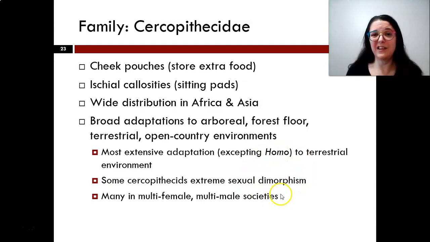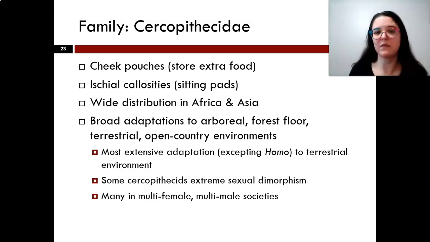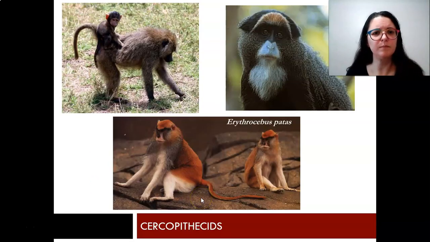One of the key things to see here is that their social organization varies. Many do exist in what we call multi-male, multi-female societies and groups. So dominance hierarchies play a key role in navigating and negotiating access to resources, supporting kin, and everything else that's going on in social organization. And some actually demonstrate extreme sexual dimorphism. So there are very marked differences between males and females of these various species.